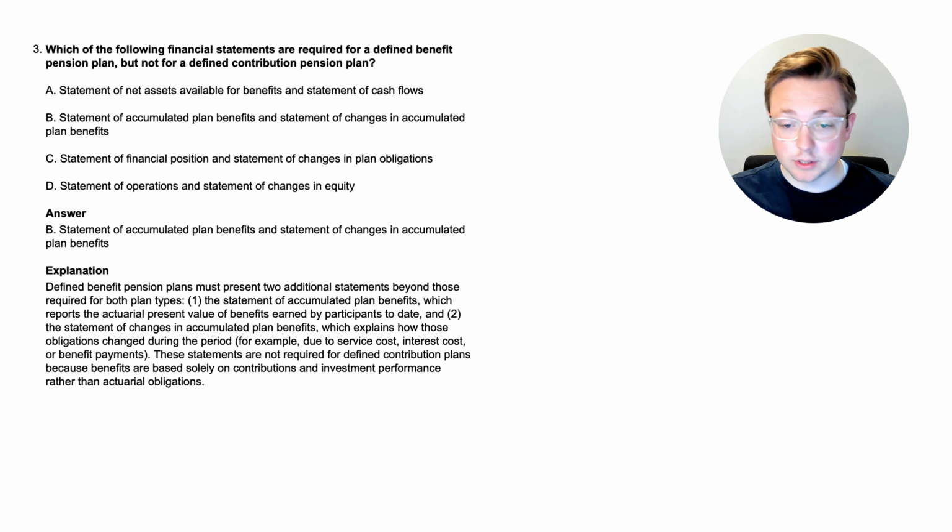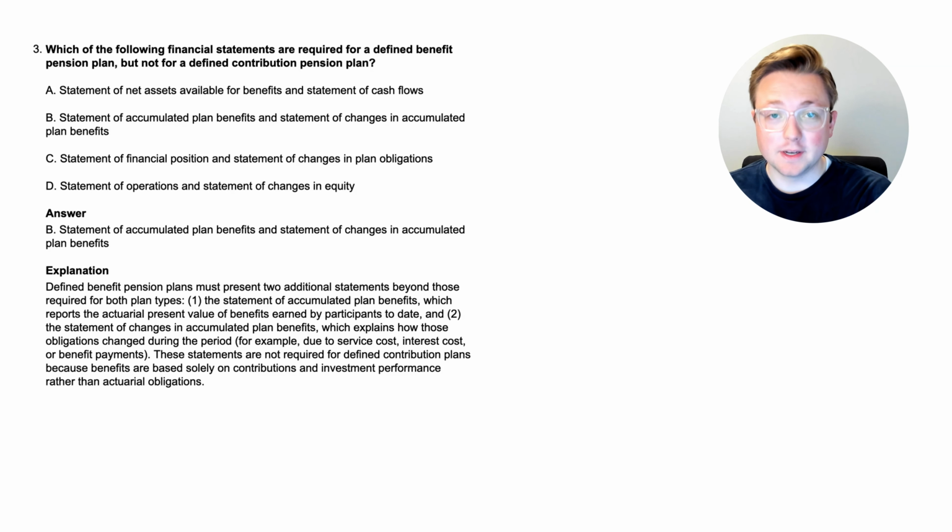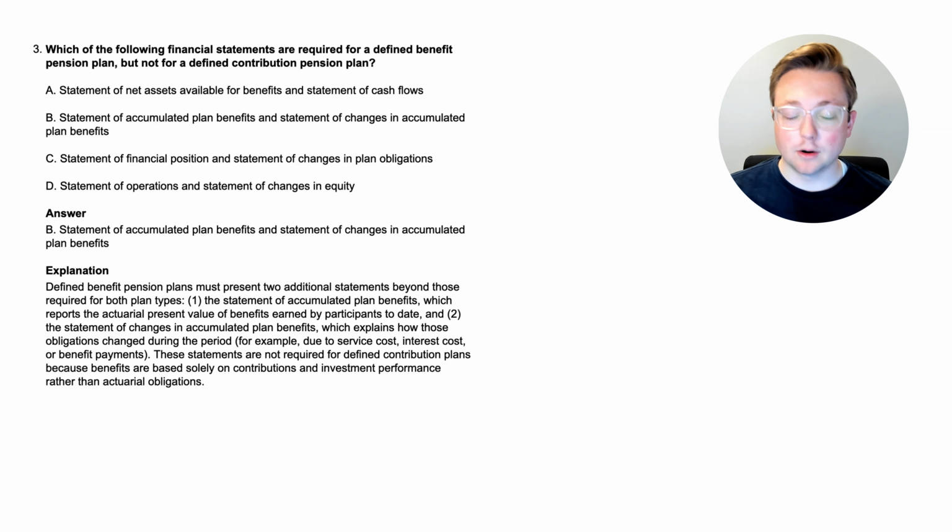For example, was it due to service costs, was it due to interest costs, or was it due to benefit payments? These statements are not required for defined contribution plans because benefits are based solely on contributions in those kinds of plans and investment performance rather than actuarial obligations, which is how it is for defined benefit pension plans. So these are the 2 additional financial statements that are required for defined benefit pension plans. And again, it's just stuff that has to do with accumulated plan benefits. If you remember accumulated plan benefits, it has benefit in the name for defined benefit pension plans, then you'll remember the 2 additional statements that are required for that type of plan compared to what's required for both.